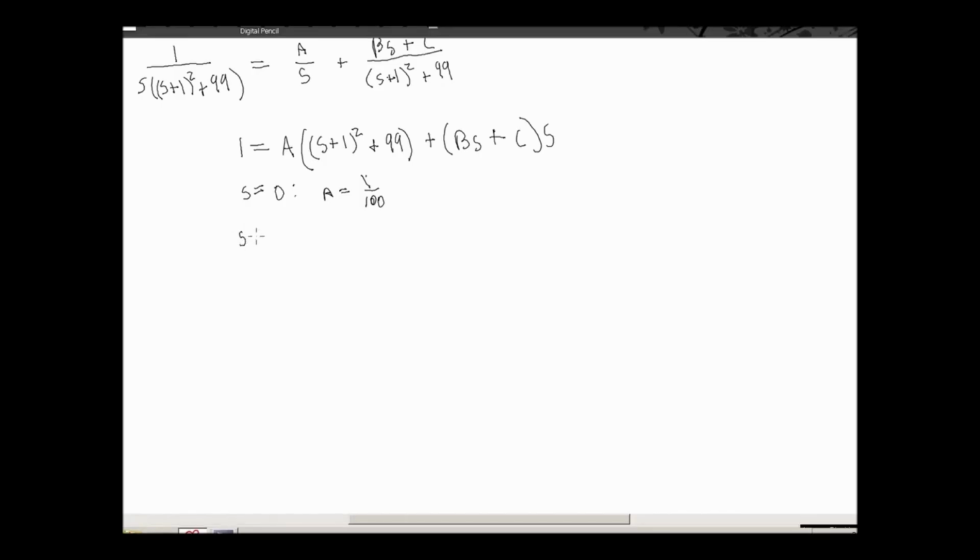If you let s equal the complex number minus 1 plus the imaginary number i times root 99, when you plug that in here, this term will vanish. We'll end up with a complex number over here. When you solve for the real and imaginary parts of the complex number, you can easily solve for b and c as.